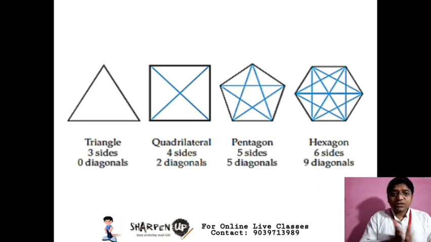Here are some images where you can see that a triangle has no diagonal, a quadrilateral has 2 diagonals, a pentagon has 5 diagonals, and a hexagon has 9 diagonals, and so on.